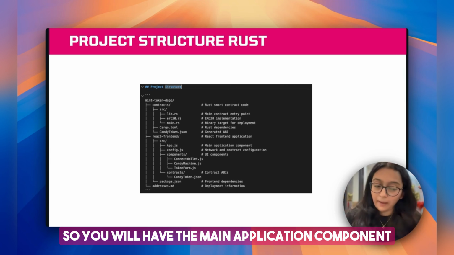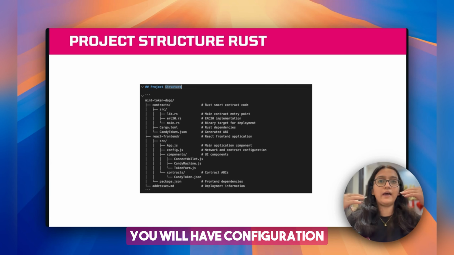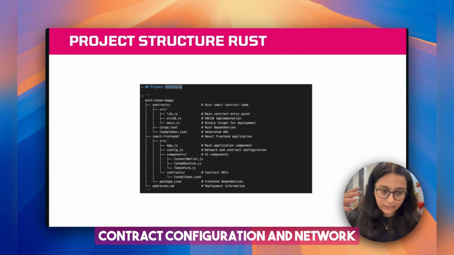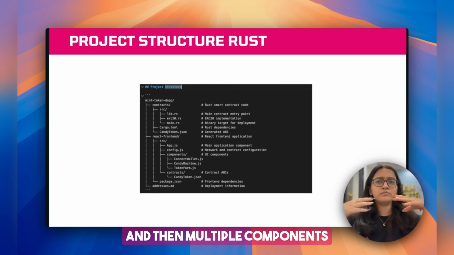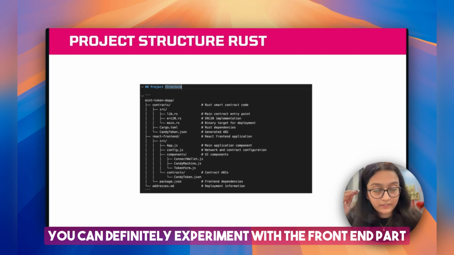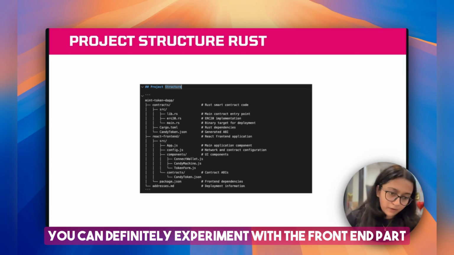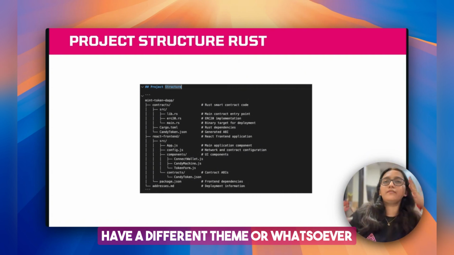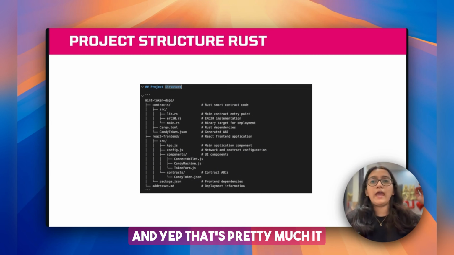So you will have the main application component, you will have configuration, contract configuration, and network, and then multiple components. You can definitely experiment with the front end part and create as many, have a different theme or whatsoever. And yeah, that's pretty much it.